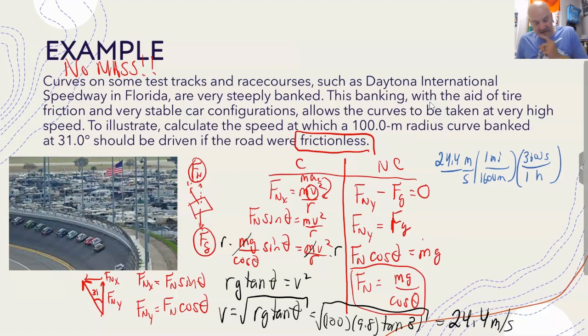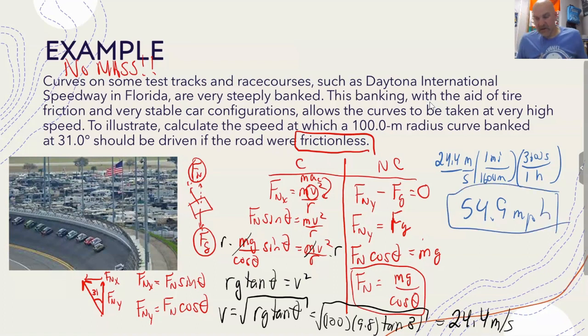So basically the minimum speed that they could take this at would be 54.9 miles per hour, right? So if they go below that, then the friction would come into play. But if they go above that, they're fine. Okay, all right. So that is the end of this unit.